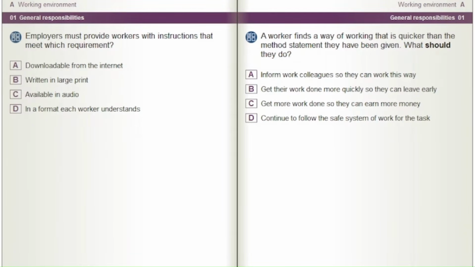Employers must provide workers with instructions that meet which requirement? Downloadable from the internet, written in large print, available in audio, in a format each worker understands.